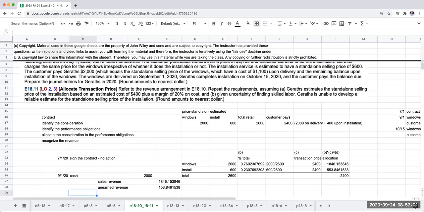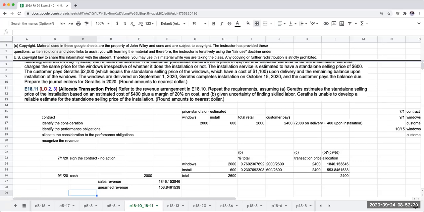Now, your book solution does this differently. They're showing cash of 2,000, accounts receivable of 400, and then unearned revenue of 553. But I'm doing this differently because I'm viewing the two distinctly. And the way I'm looking at this right over here, that to me is a little bit more of a gross up. So I'm approaching this differently, but we're going to end up at the same result.